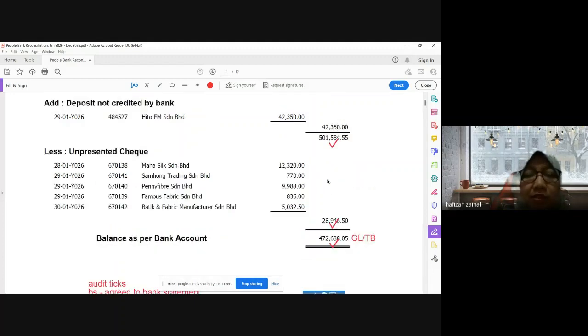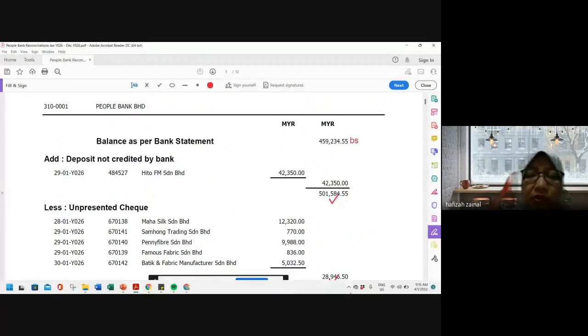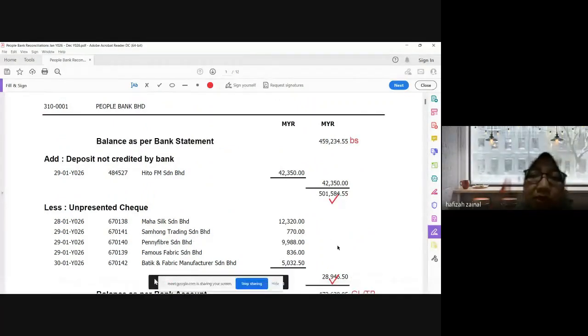The next thing is that we already cross-checked the figures, we already cross-casted all the calculation. So now we want to verify the items on the reconciling items. So what do we do? Here, the item is deposit not credited by the bank. That means the money has been received but not yet being credited to the bank.